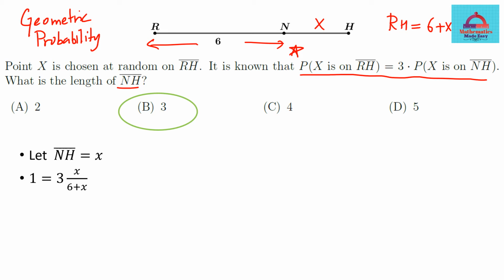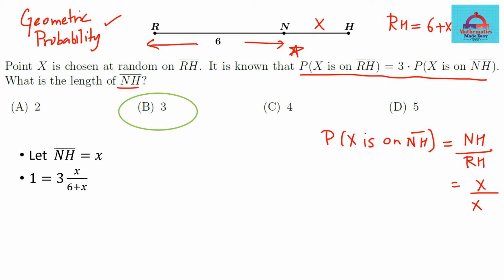The probability that a point is going to be on a segment, by the definition and the formula of geometric probability, is going to be equal to the length. So the probability that X is going to be on NH, I'm trying to find this: the smaller line segment NH divided by the total, that is RH. This is the formula of geometrical probability. So this is x over x plus 6. So we have calculated the probability that x is on NH.